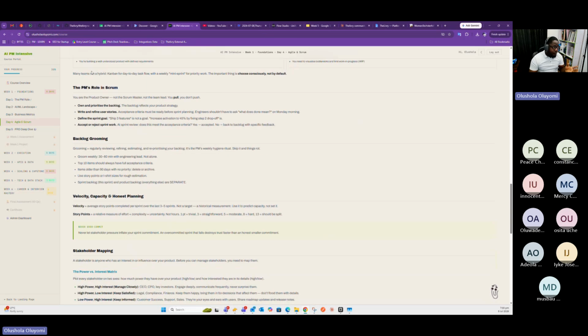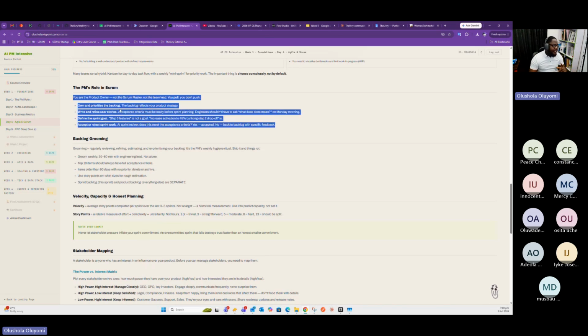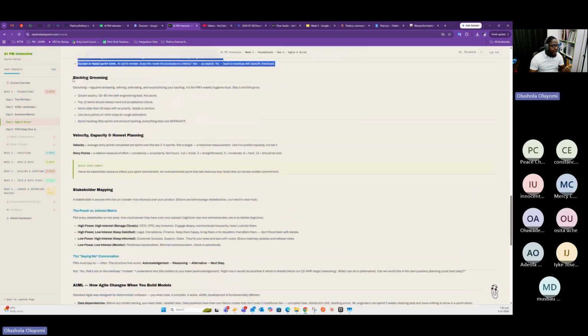Now, I already explained what your role in Scrum is. You own the backlog. Of course, you write the documentation, you define the sprint goal, and then you accept or reject the sprint work. At the end of the sprint review, you're the one that will say, okay, this is what I told you guys to do, this is not what I accepted. That's why you're reviewing it. So this is the ideal role. But like I said, if you are the only product manager in the company and you don't have a scrum master, then you would have to take the responsibility of a scrum master as well.